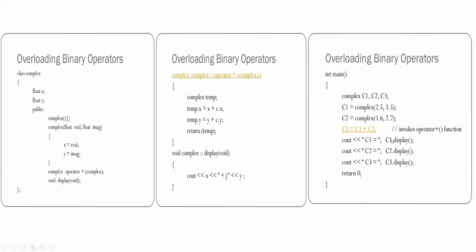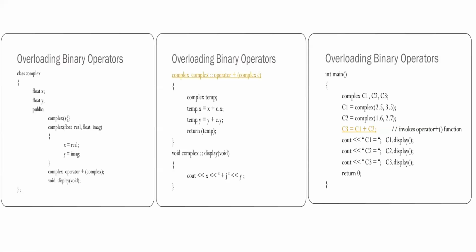ठीक है, C1 की value ये आ जाएगी, C2 की value ये आ जाएगी, और C3 की value क्या आ जाएगी? इन दोनों को add करके जो value बनती है वो value आ जाएगी. This is the example for binary overloading of the operators.